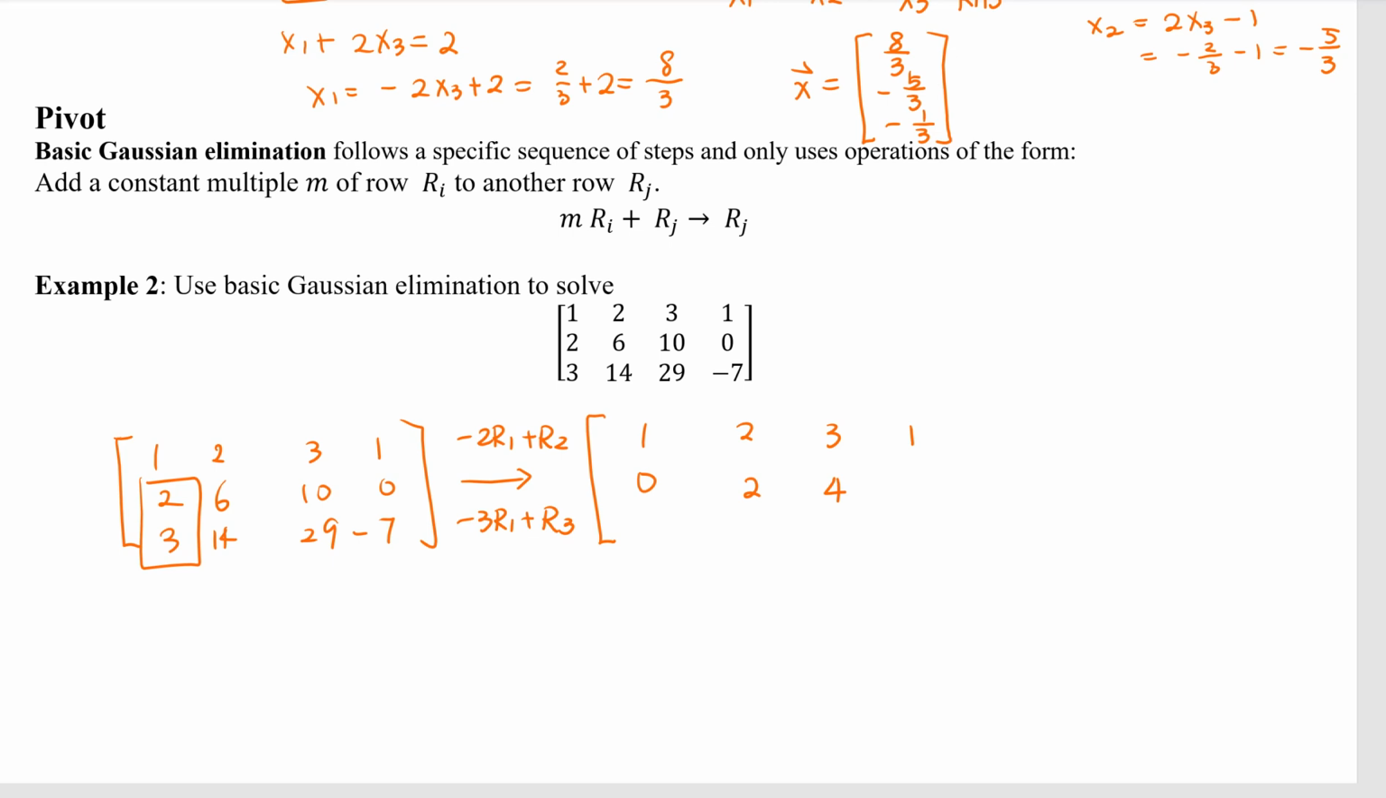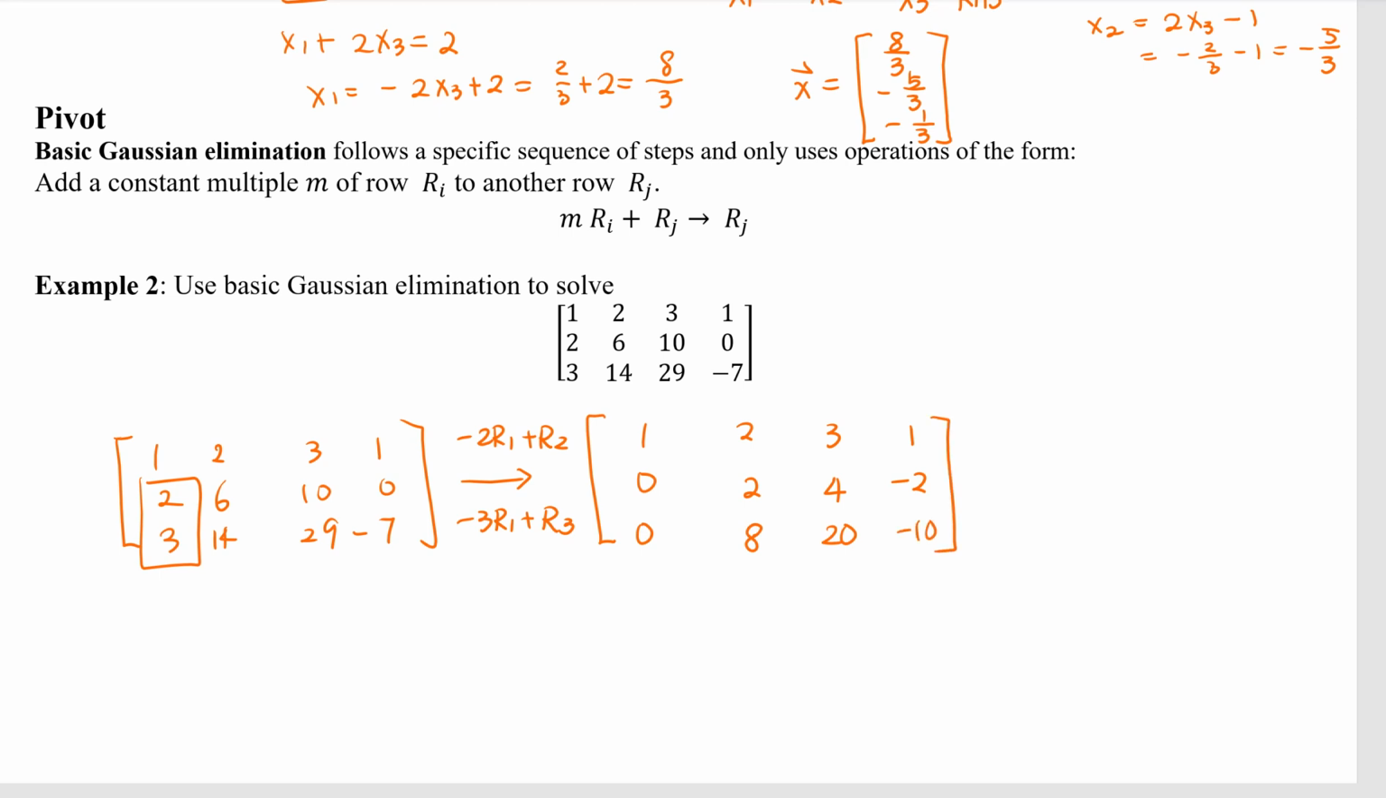0 minus 2 times 1, so negative 2. And then here, 3 minus 3 is 0. 14 minus 3 times 2, 14 minus 6 is 8. 29 minus 3 times 3, 29 minus 9 is 20. Minus 7 minus 3 is minus 10.